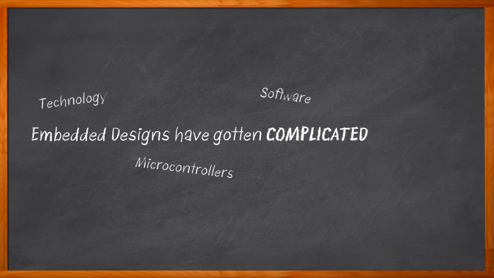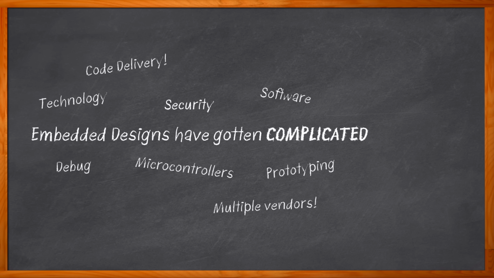And, well, also help with debug, security, and prototyping. And what about code delivery and the ability to support multiple vendors in the same environment? Yeah, I could go on and on. What we need from our design environment reads like a novel. So, where can we find an integrated development environment that checks all of these boxes? The MCUXpresso ecosystem, that's where.